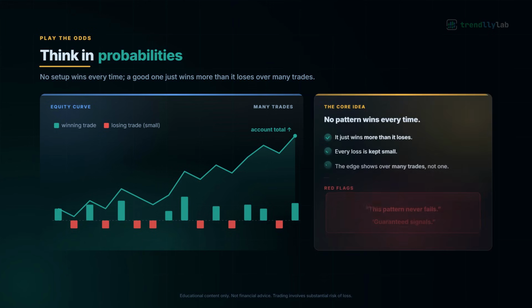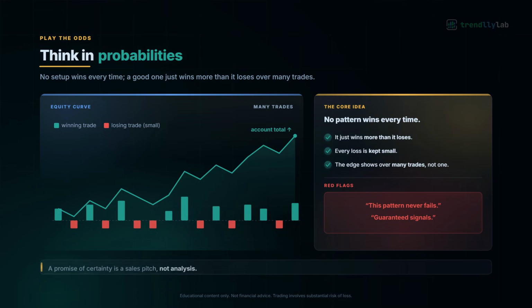And here's the core idea. No pattern wins every time. It just wins more than it loses. Every loss is kept small, and the edge shows over many trades, not over any single one, which makes 2 phrases red flags. This pattern never fails. And guaranteed signals. A promise of certainty is a sales pitch, not analysis. Anyone promising certainty is selling something rather than teaching you.